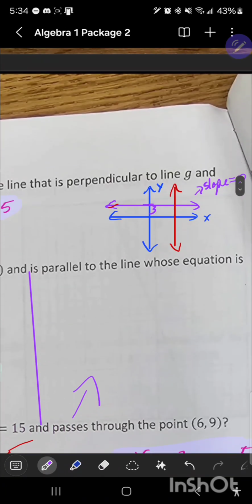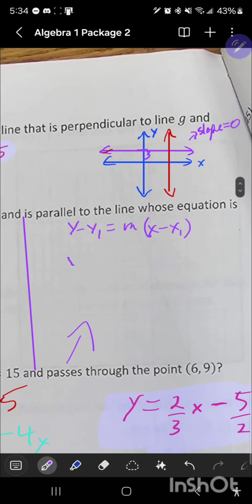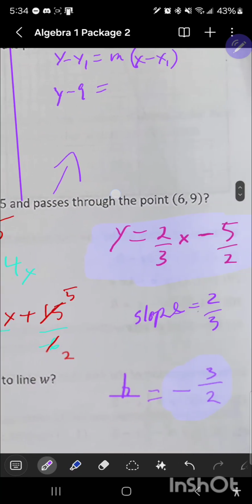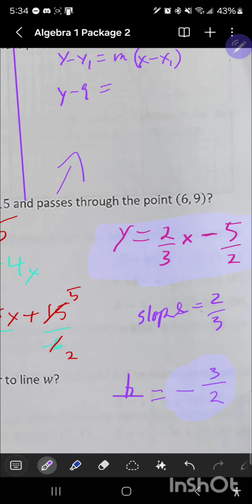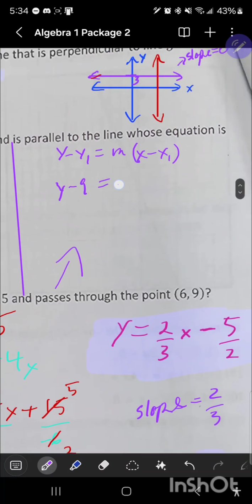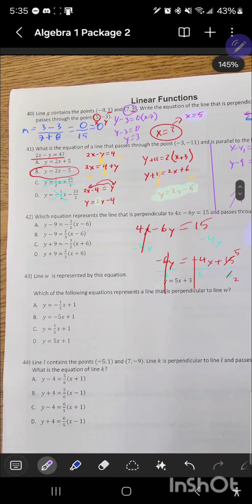I'm going to say, okay, y minus y1 equals m, which is the slope, times x minus x1. And I'm going to put in their values. Okay, I know that the y here is 9, so minus 9 equals our slope. The slope we want is negative 3 over 2 because we want the perpendicular line. We say, okay, negative 3 over 2, parentheses, x minus 6. I'm going to put the 6 here.